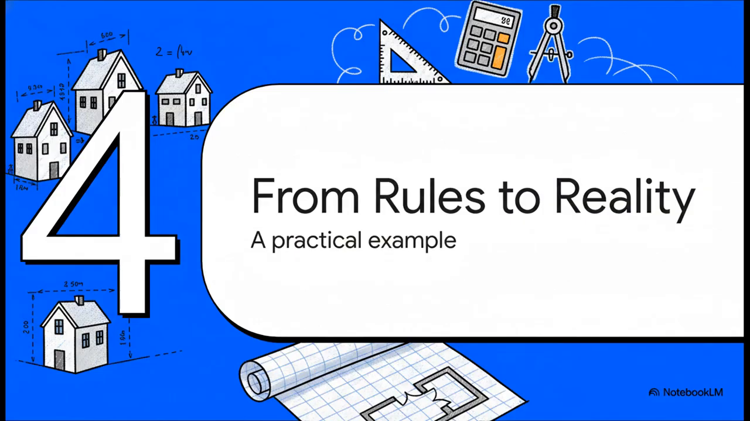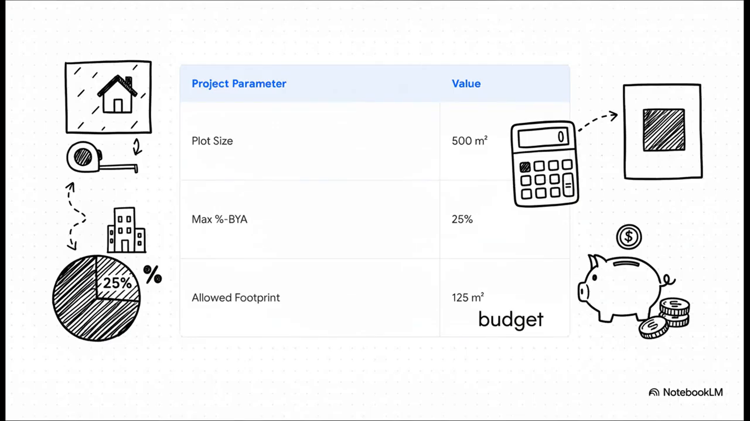Okay, we've got the two main principles down. Theory is great, but now for the fun part. Let's actually apply this stuff to a real-world scenario and see how it all shakes out. So, imagine this is our project. We've got a 500 square meter plot. The local zoning says we can build on a maximum of 25% of it. Quick math tells us our total allowed footprint is 125 square meters. That's our budget. We can't go over it.